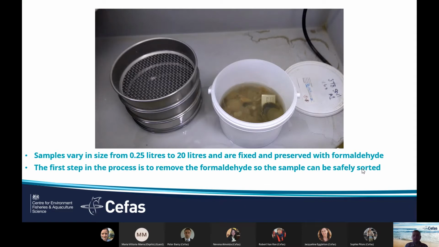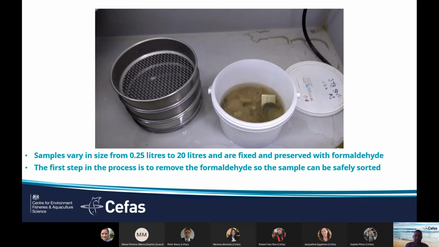So I'll take you through this presentation. It's just a very quick coverage of how we process a sample. This is much better done in person, and hopefully one day, when all the restrictions are over, people are welcome to come and visit us, and we'll actually show you in person what we do. But for the moment, I'll just take you through it.